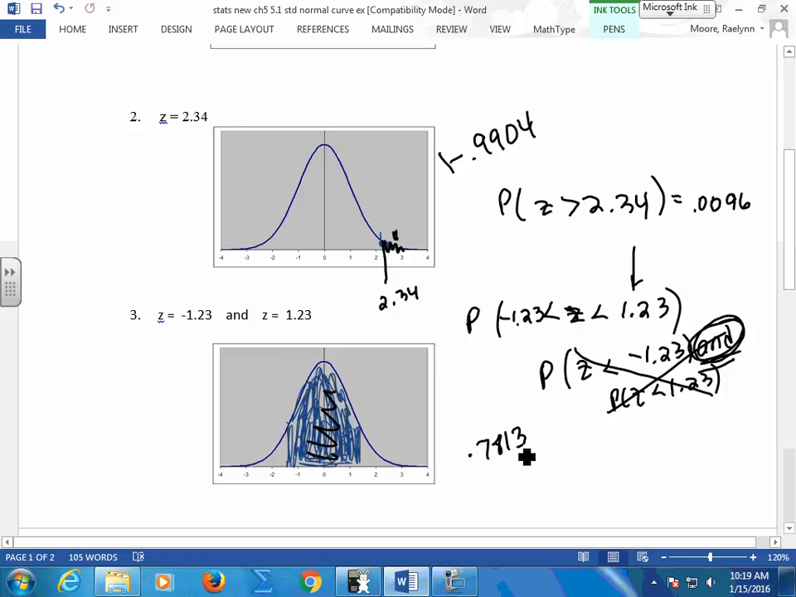For those of you that did this without the calculator, who didn't use a calculator? Who used their tables? Hey, Will, what'd you do? I found the total area of positive 1.23. Okay, what'd you get for that?